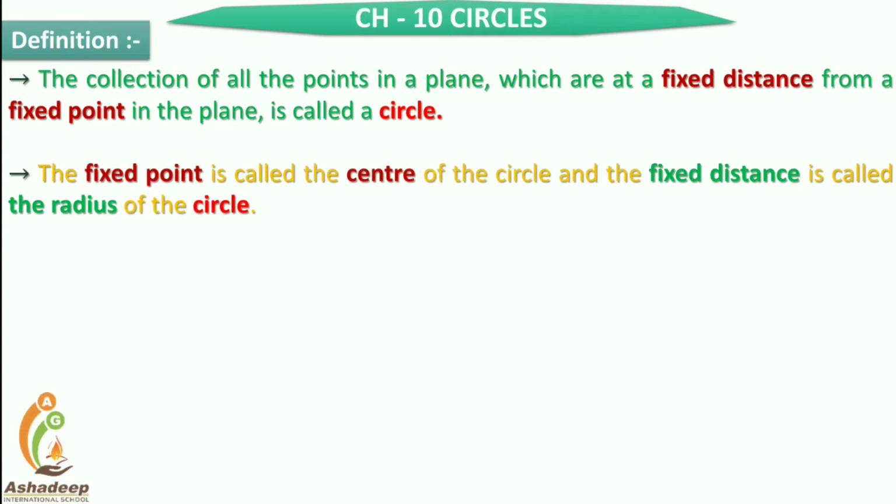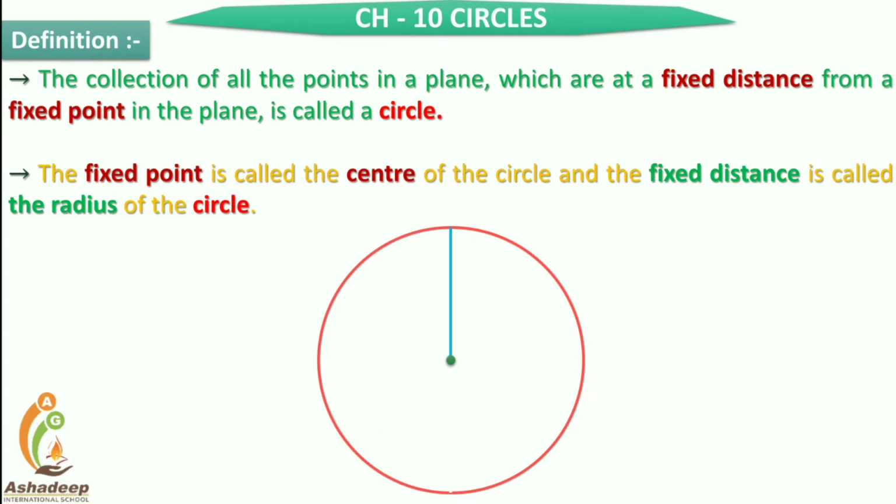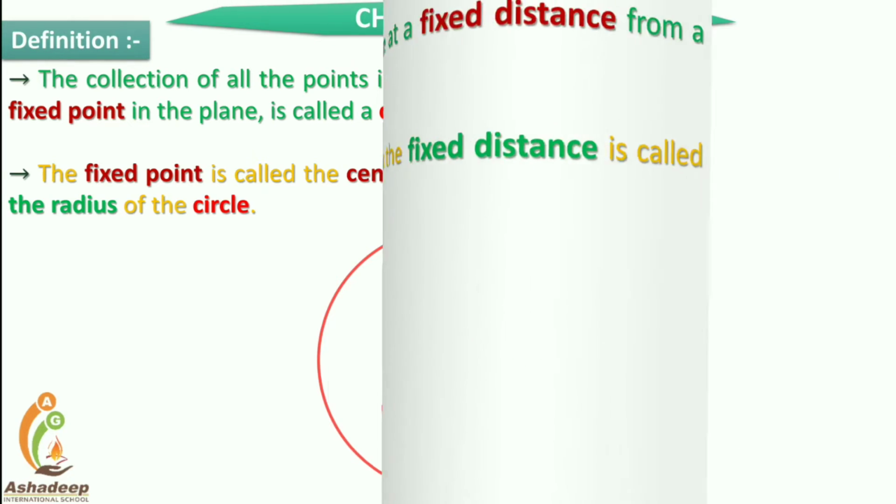A fixed point is called the center and the fixed distance is called the radius of a circle. See, this is the fixed point. This is called the center of the circle. Now, a fixed distance is called the radius. So this fixed distance is called the radius and this makes the circle. So this is going to be the radius. In that way, the circle is produced.